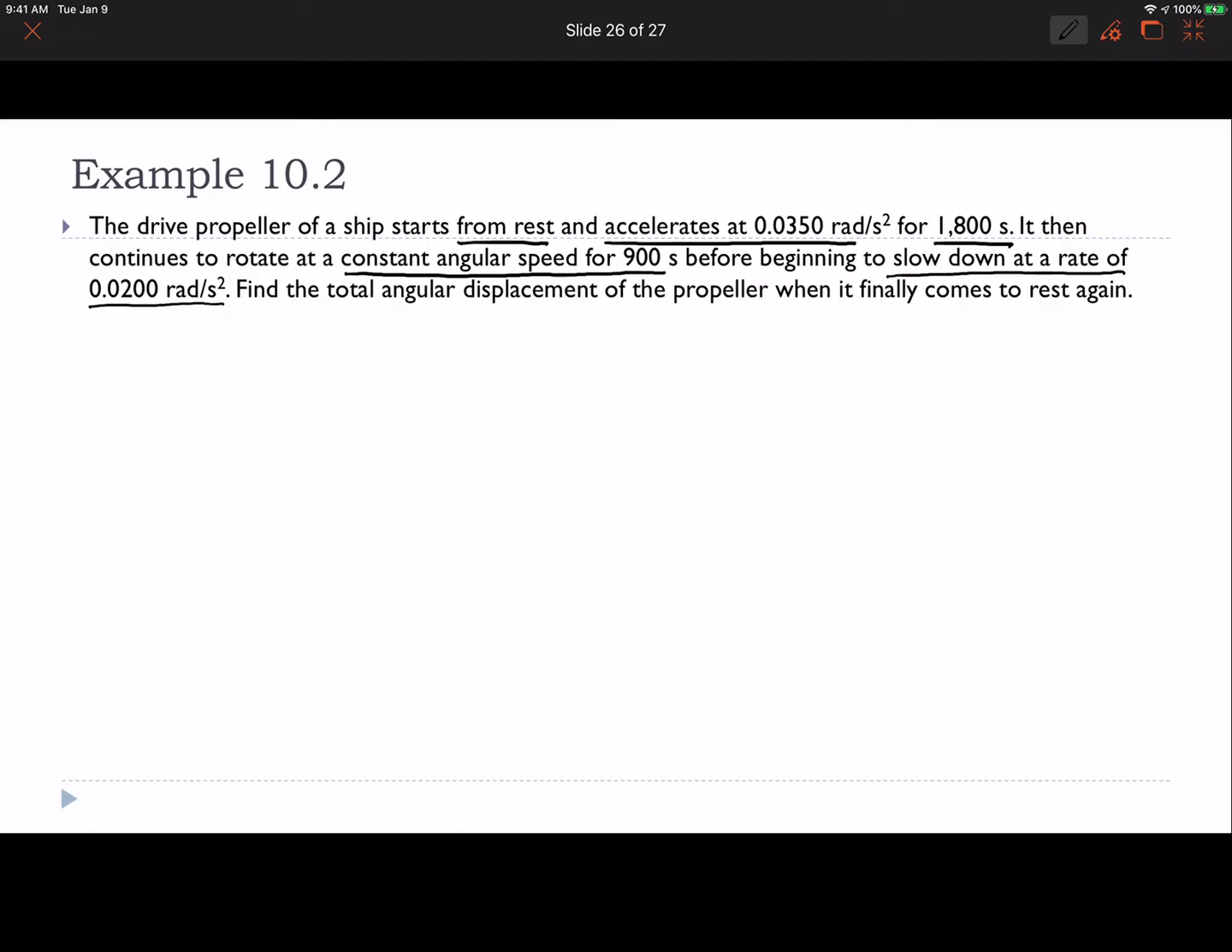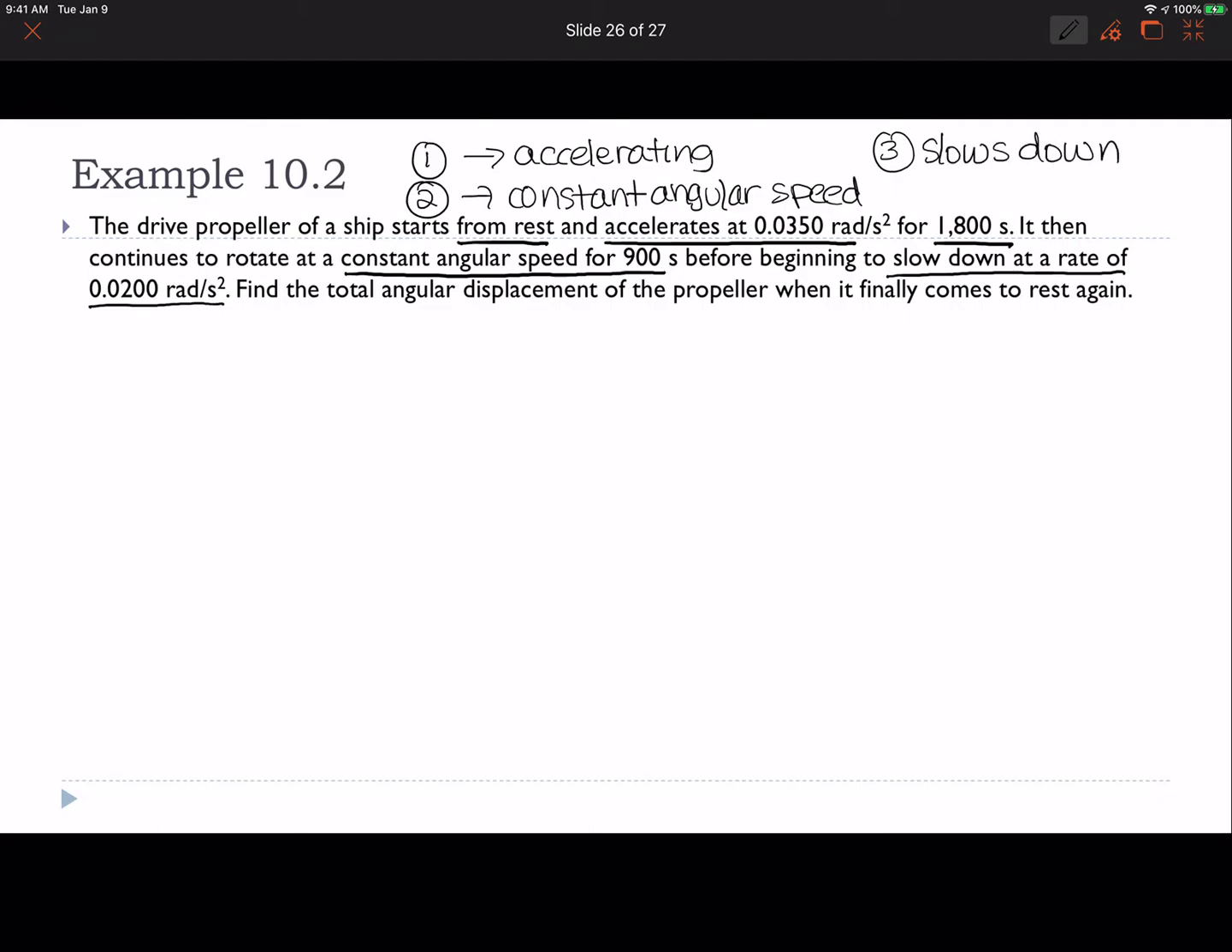So first, the propeller is accelerating. Then it's moving at a constant speed. And then it slows down. Each one of these can be represented by a constant acceleration motion, but we have to look at each one of them separately. So I would break this up into 3 different motions: motion 1, motion 2, and motion 3.